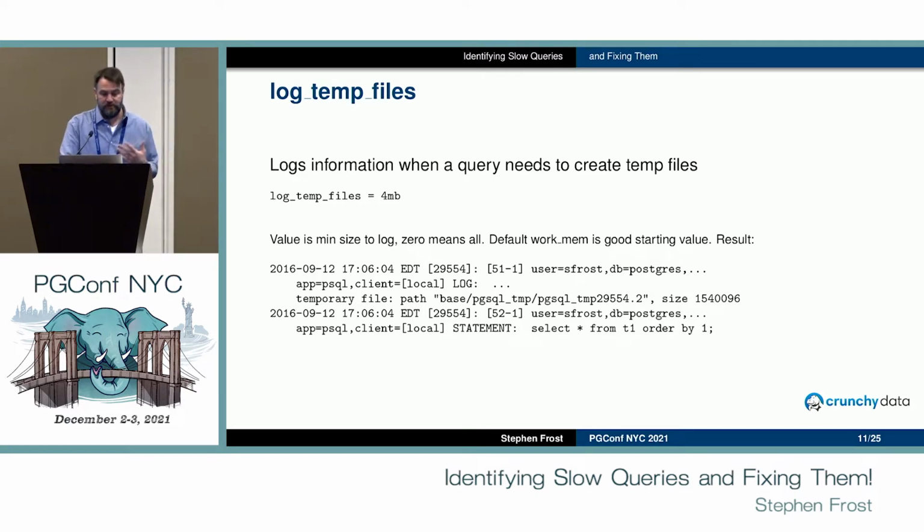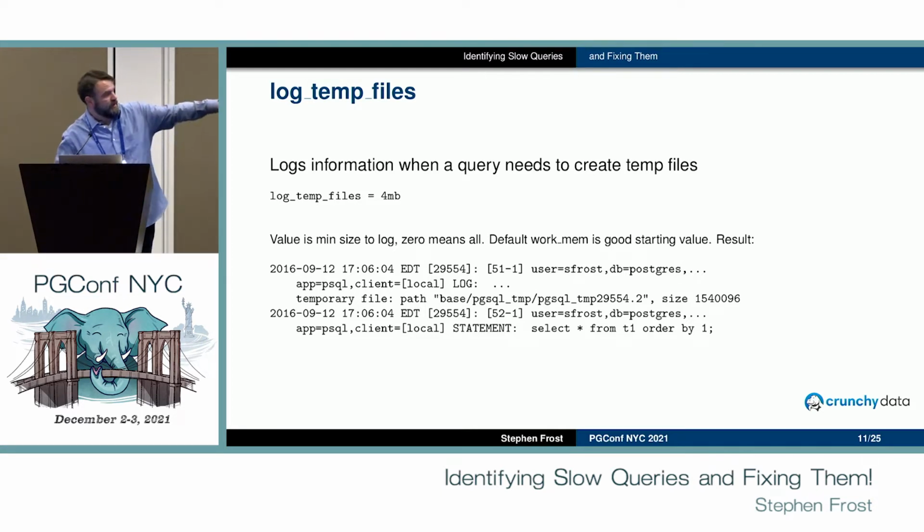The value is just whatever the minimum size is to log. So smaller amounts of temp files won't get logged. 0 means that it'll log all temp files. I like setting it to 0, but that tends to generate a little bit more logging than most people like. So setting it to something like 4 megabytes is pretty reasonable, which is the default for work_mem.